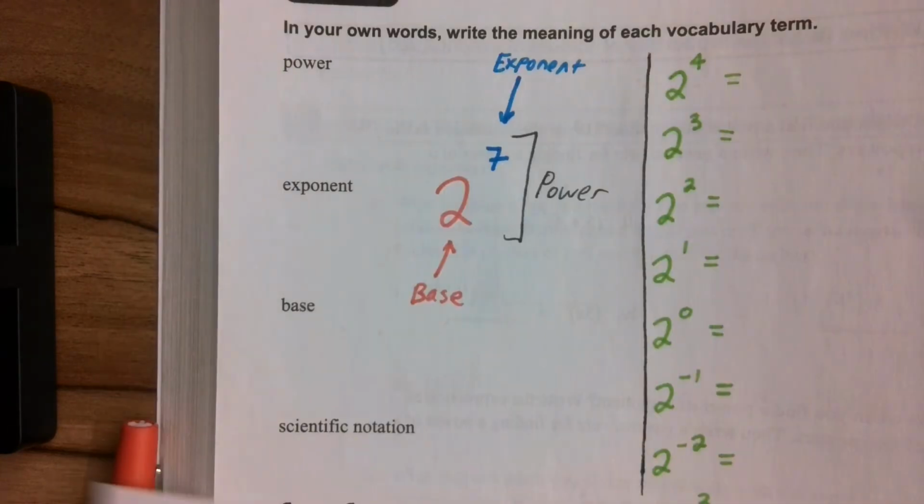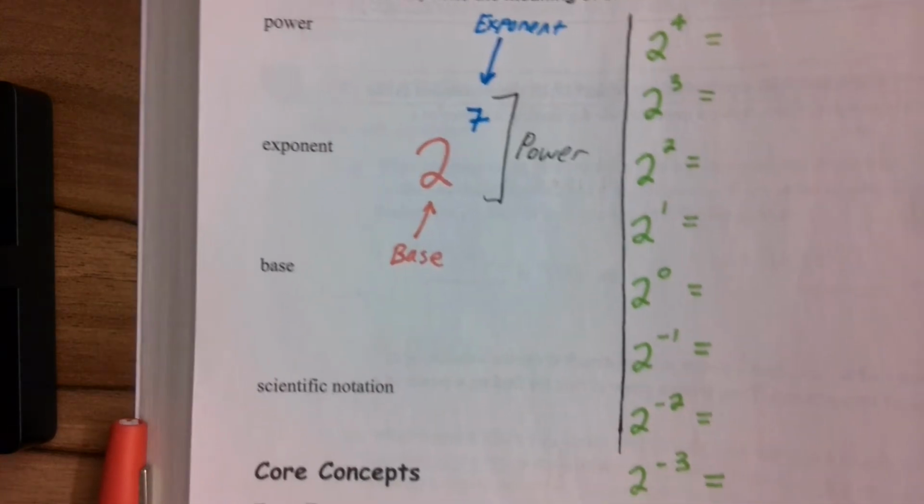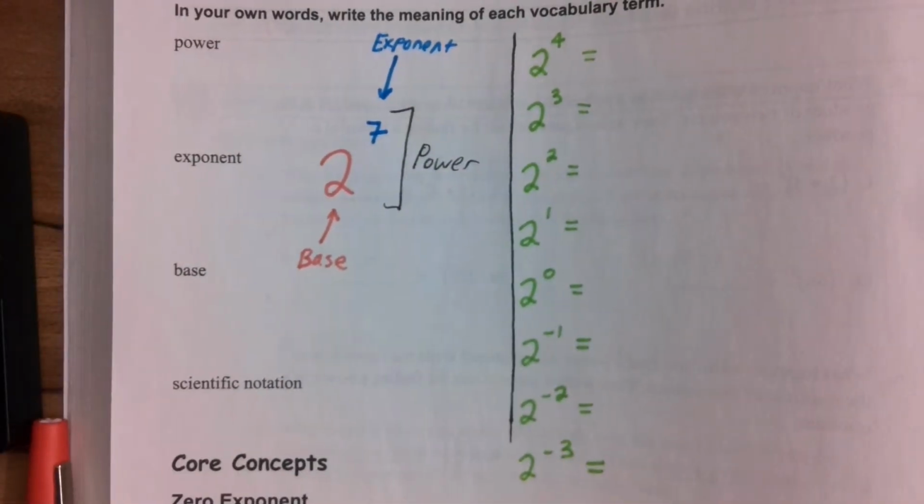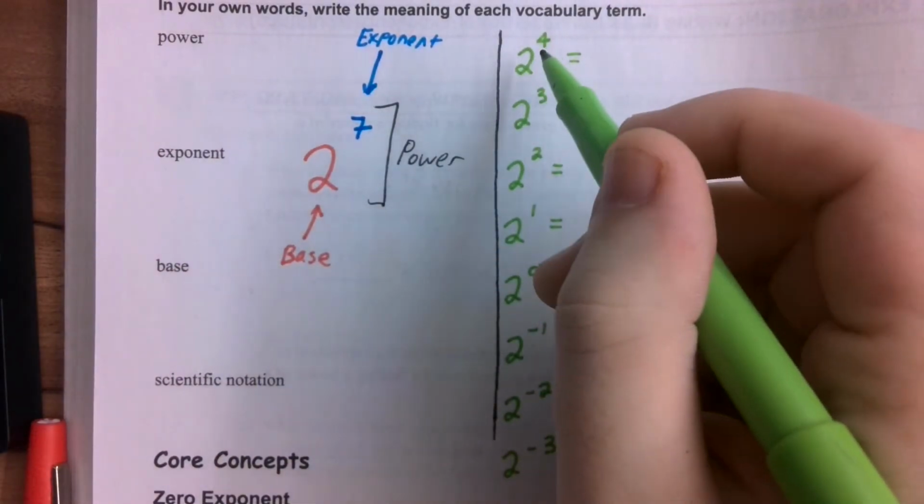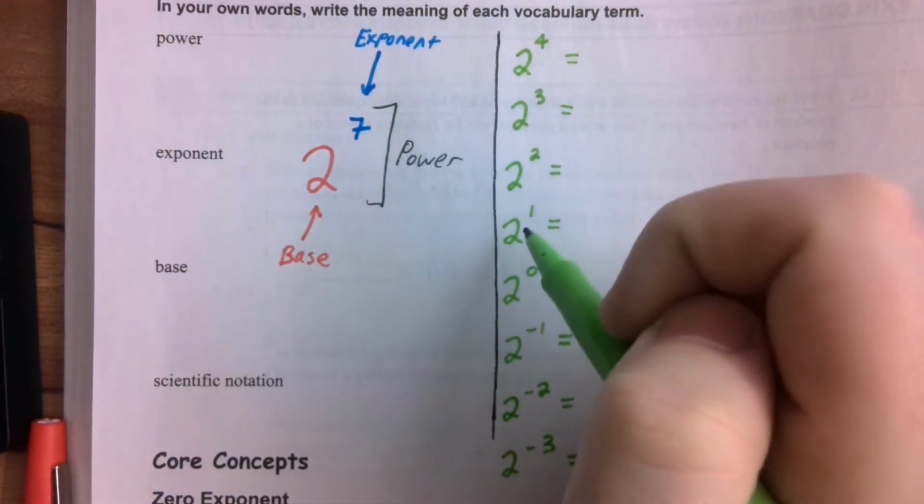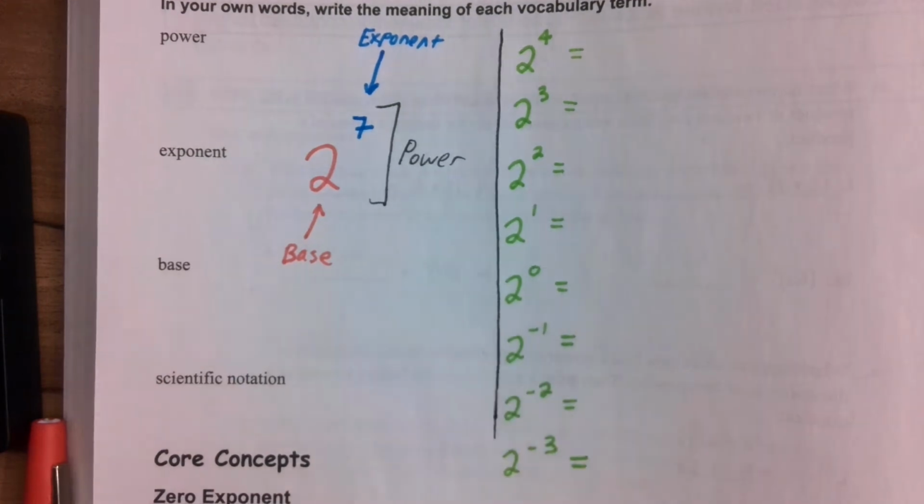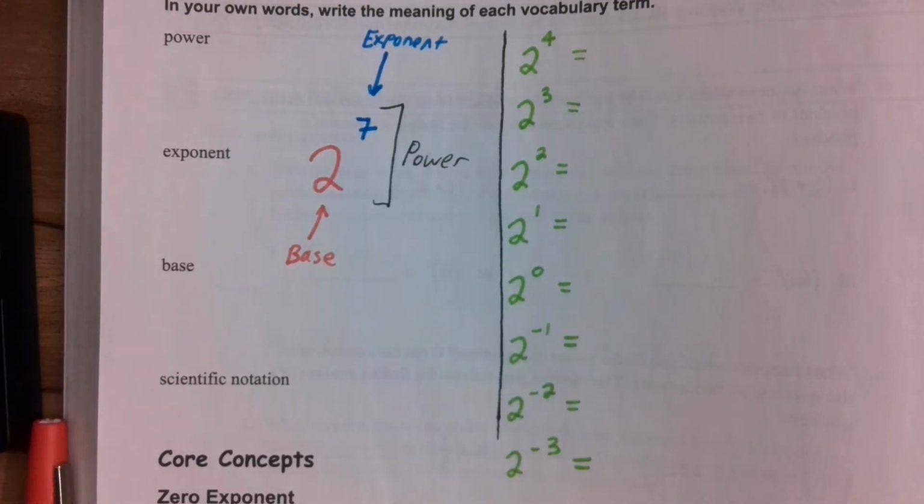So let's take a look at this other side of the page. I want you to set up your page exactly like this as well. We're going to make a small little table here. Up at the top, we have 2 to the 4th power, 3rd, 2nd, 1st, and we're sort of going down from there. Pause this video and write out this table for yourself.